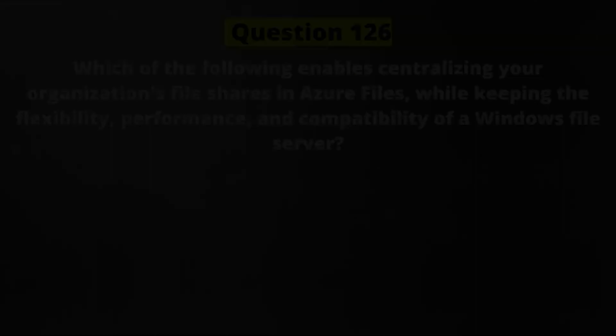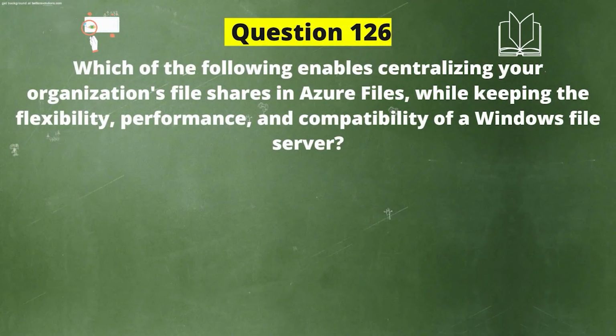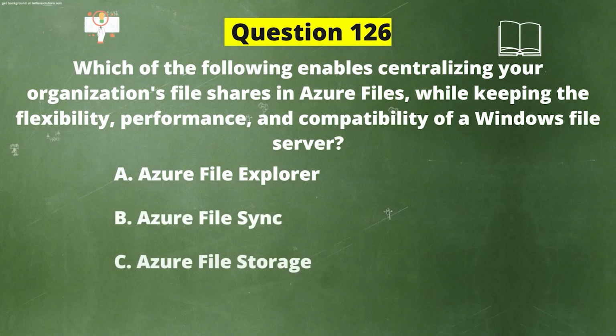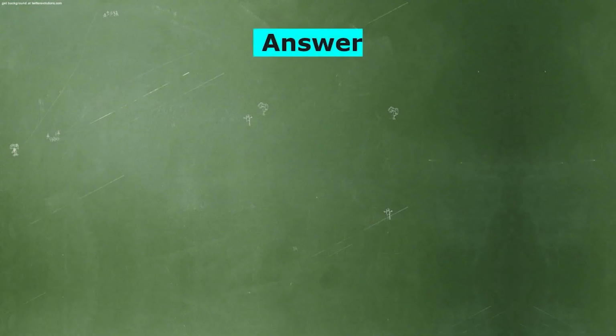Next question. Which of the following enables centralizing your organization's file shares in Azure Files while keeping the flexibility, performance, and compatibility of a Windows file server? Option A, Azure File Explorer. Option B, Azure File Sync. Option C, Azure File Storage. Option D, Azure File Manager. And the correct answer is Option B, Azure File Sync.